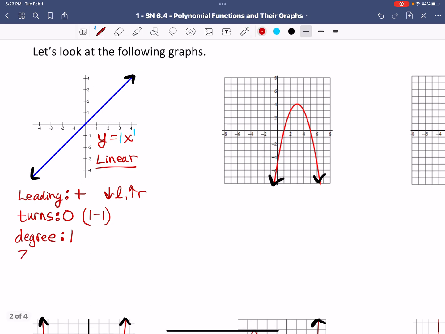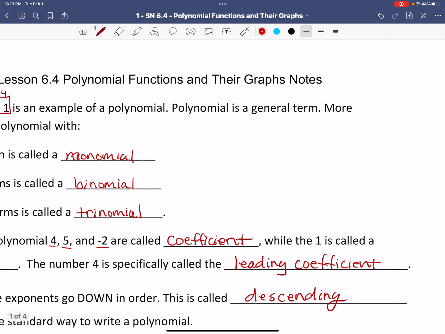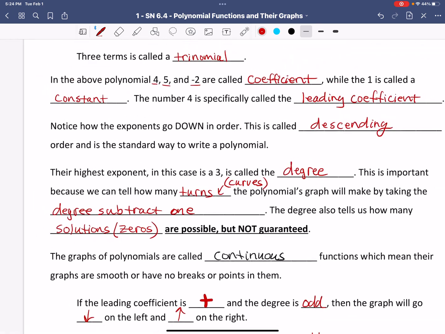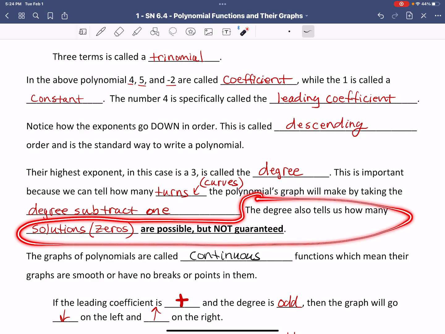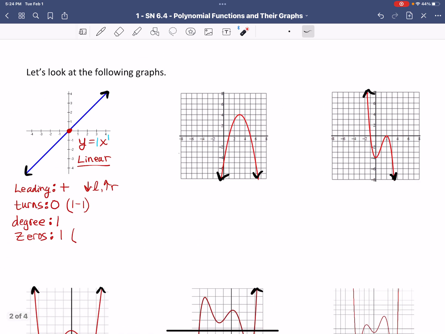And lastly, how about zeros? Where does this graph cross the x-axis? It has 1, at the origin. So it has 1. Now, how many possible zeros does it have? If we go back to our notes, it says that the degree tells us how many solutions or zeros are possible, but are not guaranteed. So this not only has one solution, there was only one possible solution.